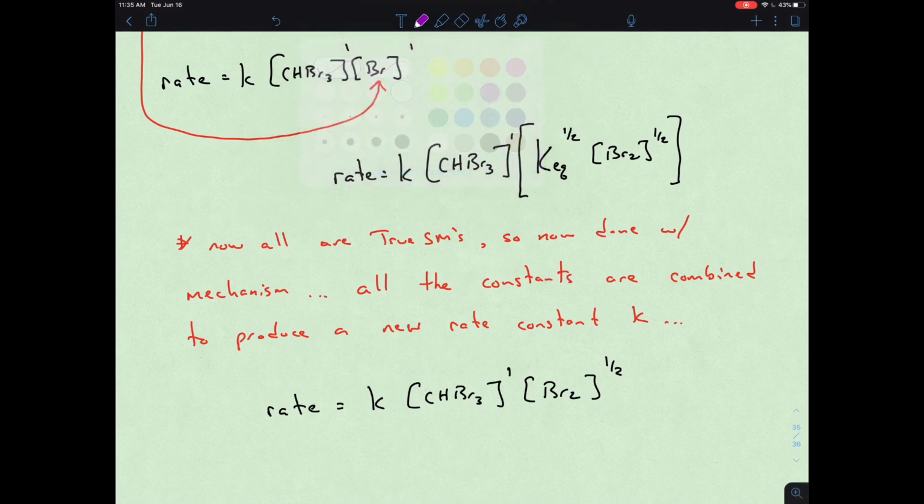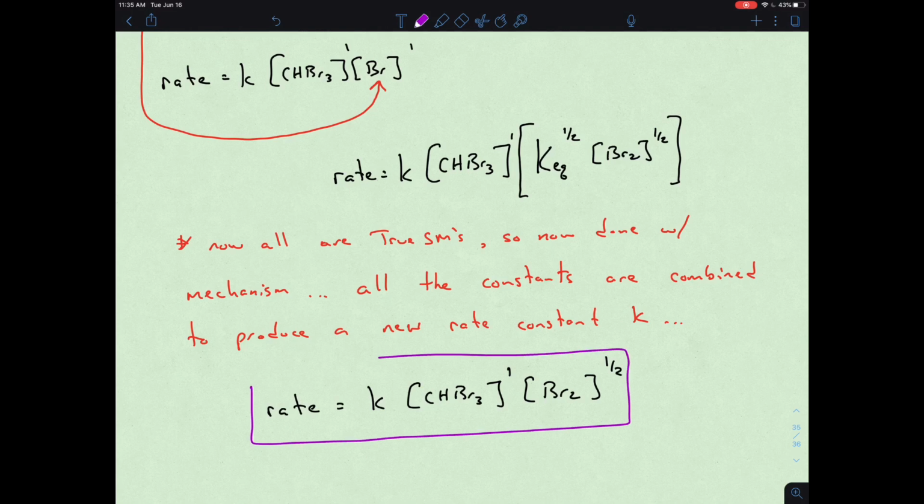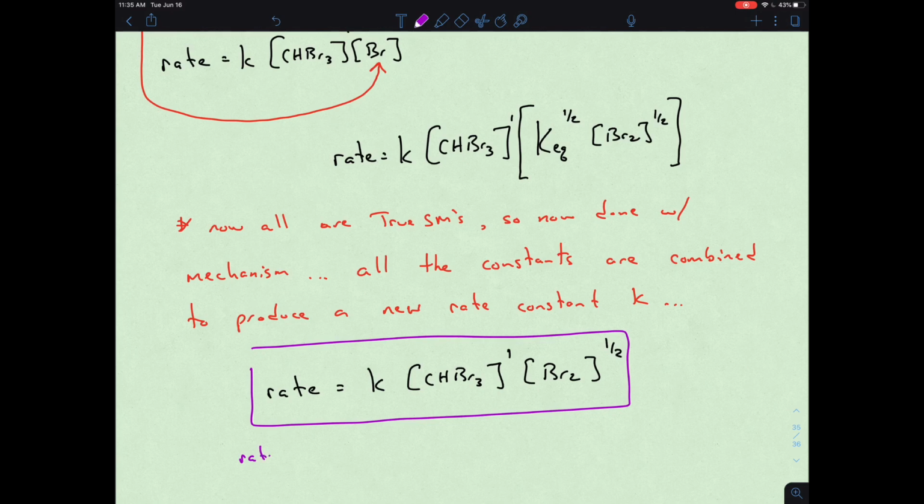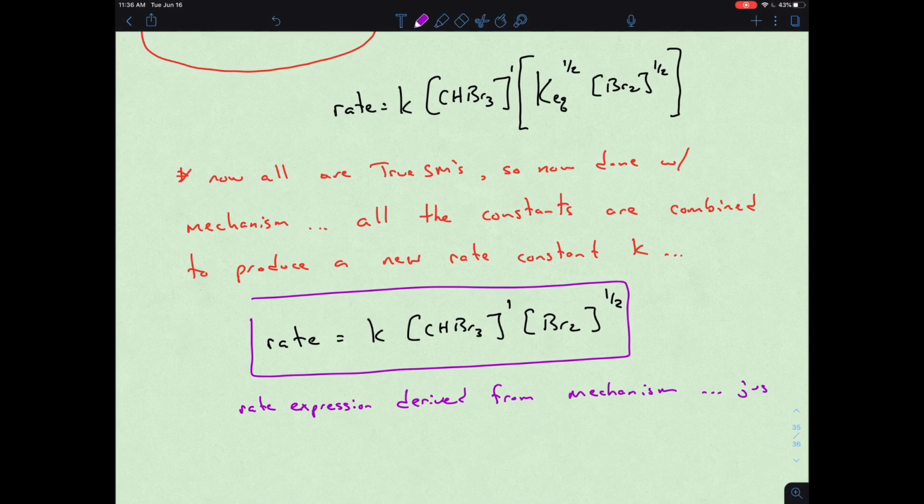And so it just so happens that this matches our rate expression that we originally introduced. But then this would be the rate expression derived from our mechanism. And so it just so happens to support the experimental data.